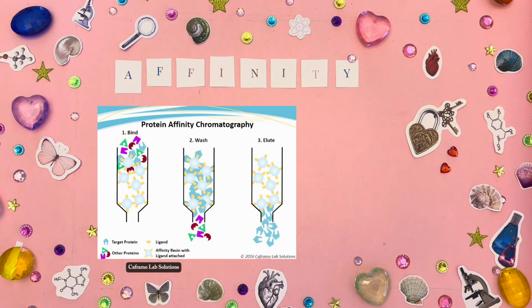Because the separation is based on a highly specific interaction, affinity chromatography can isolate one protein out of a huge mixture with very high purity, often in a single step. This is why it's so widely used for purifying recombinant proteins, tagged proteins, and important biological complexes.